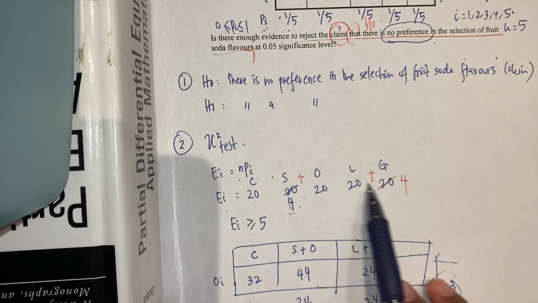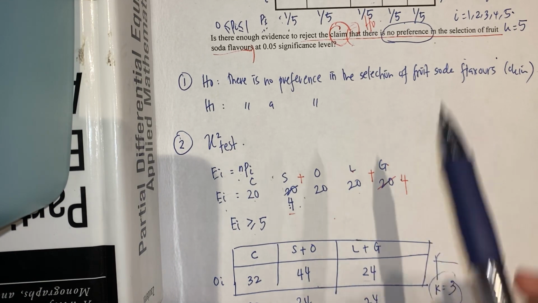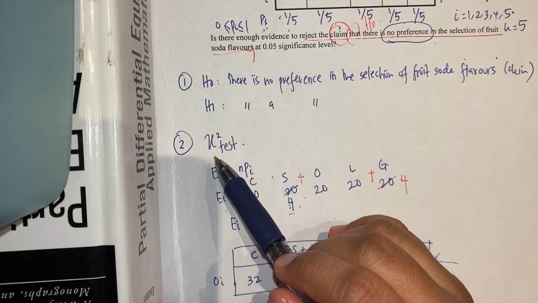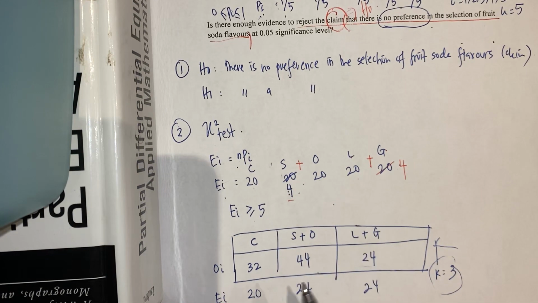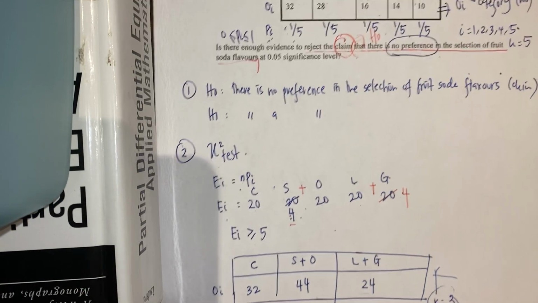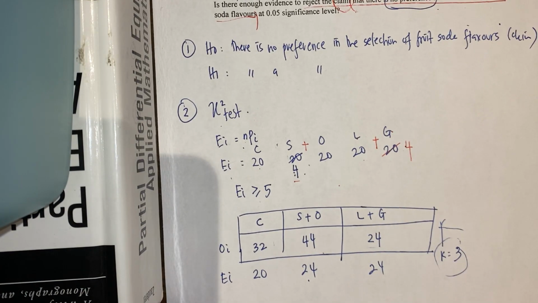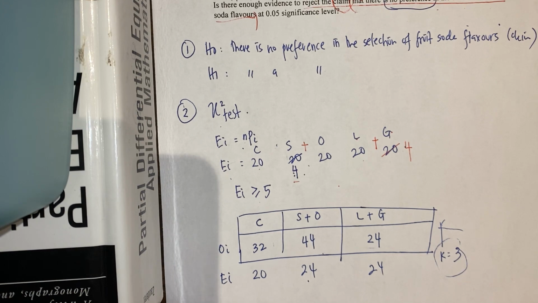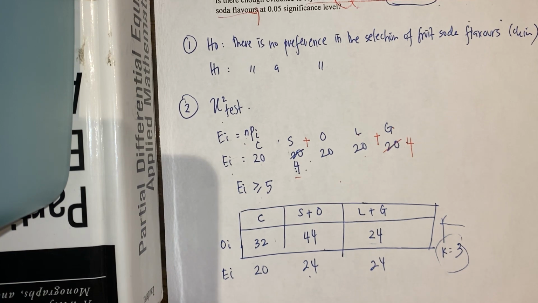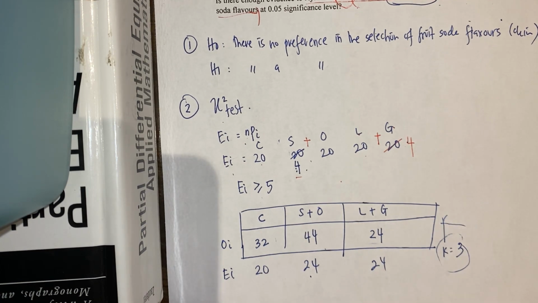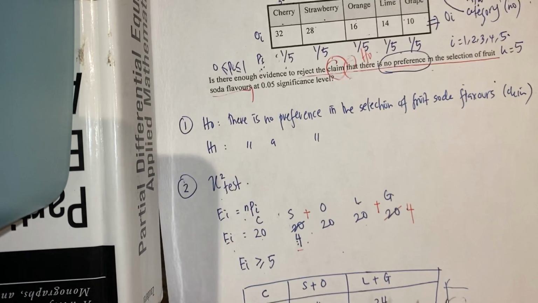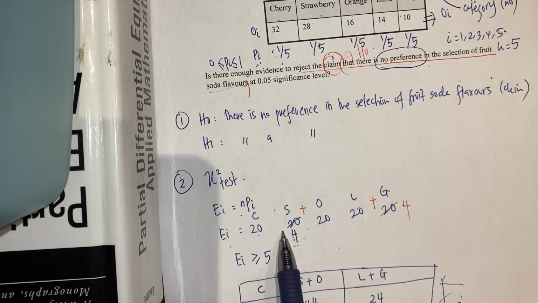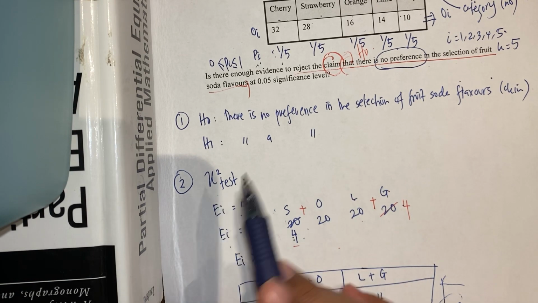Because all the E here are greater than 5. So before you calculate the chi-square, you have to make sure all the E are greater than 5. Then you can proceed. If not, you have to modify your data like this. Remember that when we combine categories, all must be combined: your O, your E, and also P. So back to the original, all the E are greater than 5, then we proceed to the chi-square.